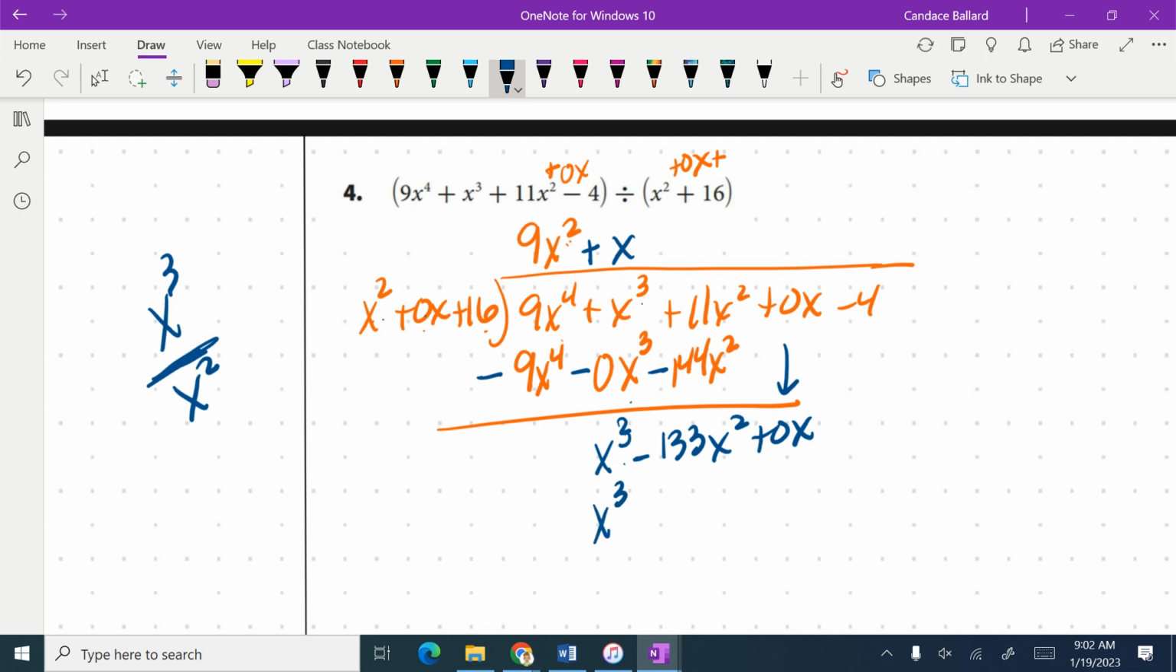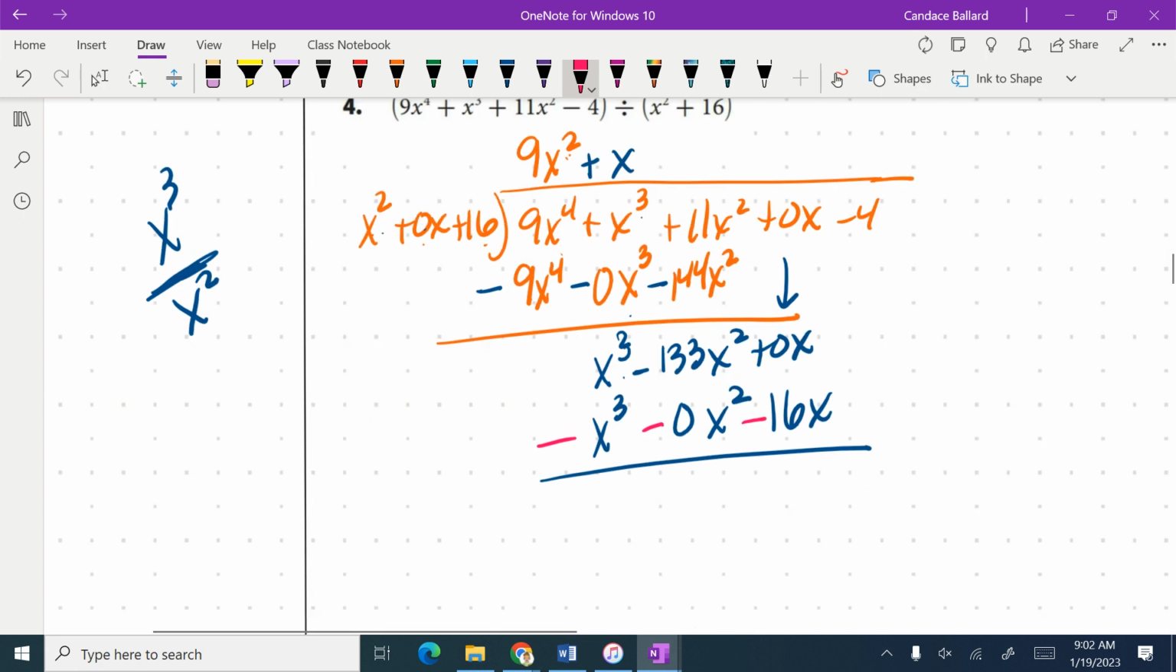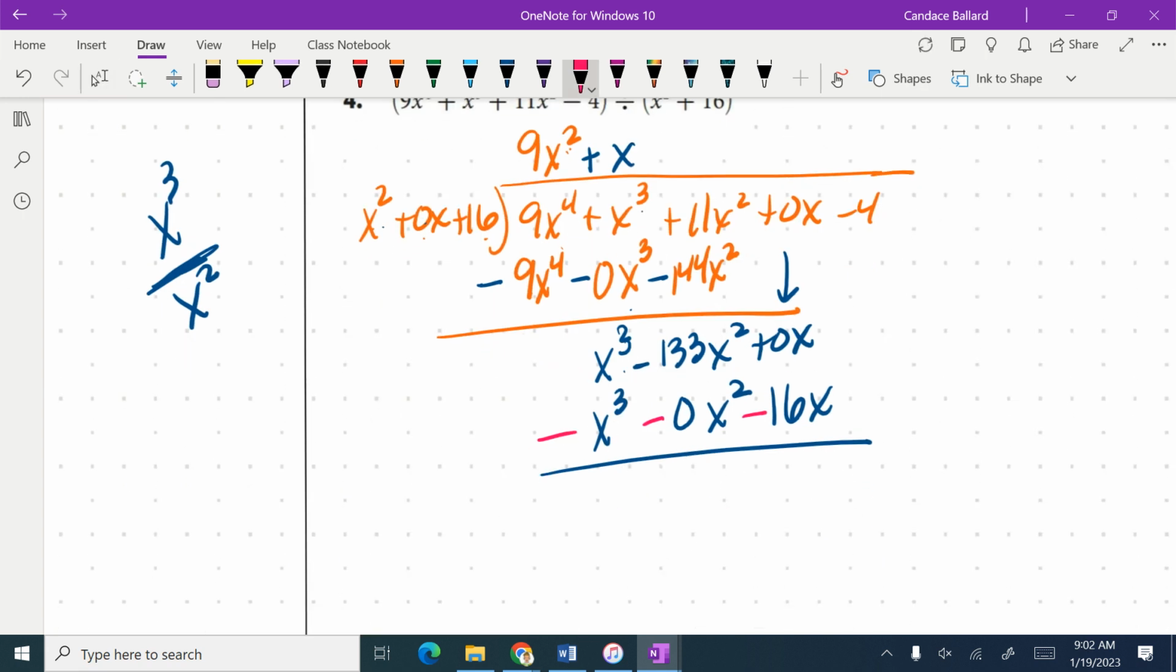So x times x squared is what? X cubed. X times 0 is 0x squared. X times 16 is 16x. Good. All right, what are we supposed to do next? Flip the signs, because that's the algebra 2 way to subtract. All right, x cubed minus x cubed. Cancel. 0. Negative 133x squared and 0x squared.